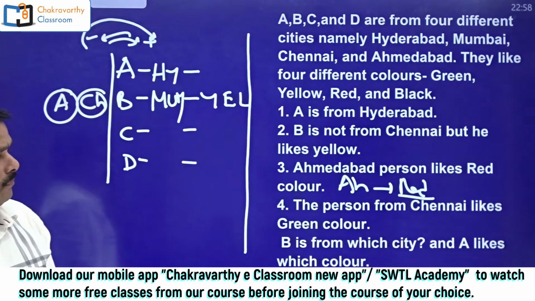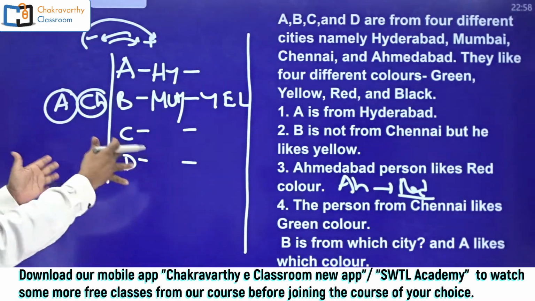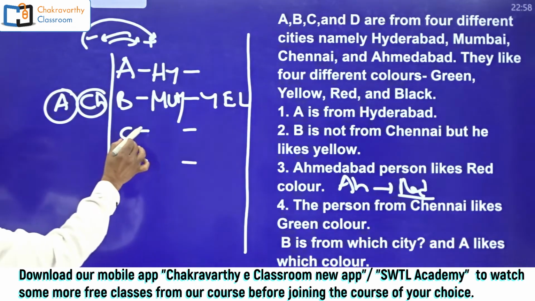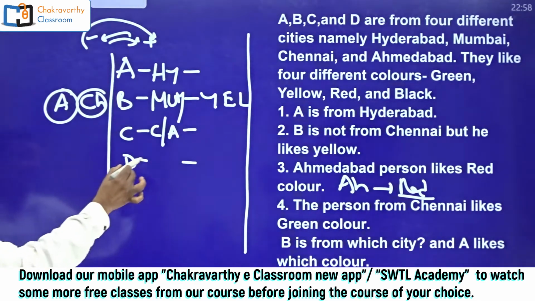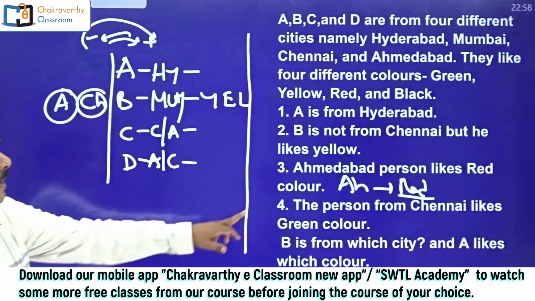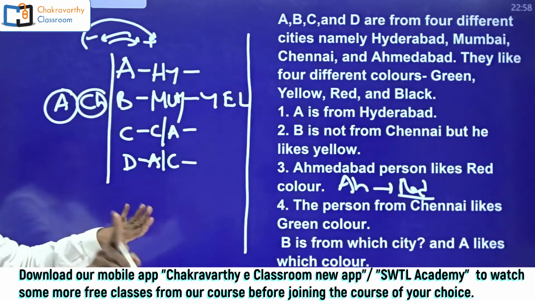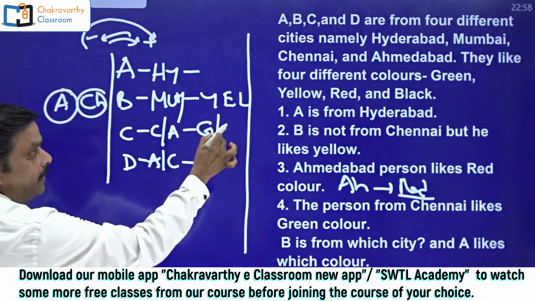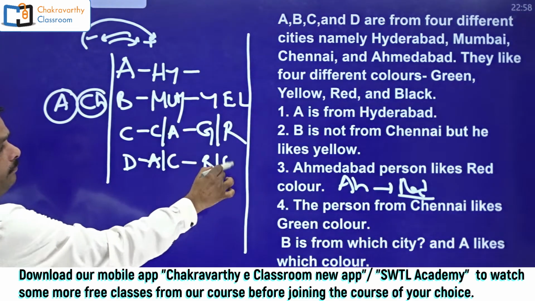Then go for the next information. Person from Chennai likes green color. Where shall I keep the person from Chennai? That may be C or D, because A and B are already done. So C can be from either Chennai or Ahmedabad, with equal possibility, and the other person can be from Ahmedabad or Chennai. Ahmedabad person likes red color, Chennai person likes green color. That means if he is from Chennai he likes green, or if from Ahmedabad he likes red, and vice versa, red or green.